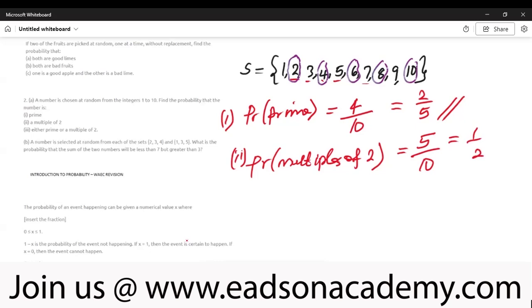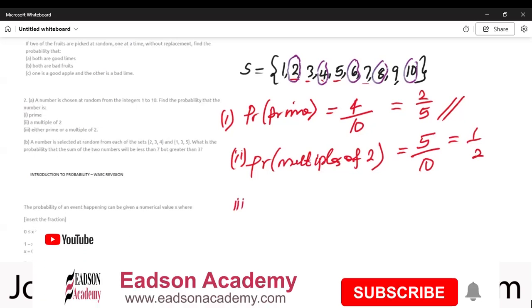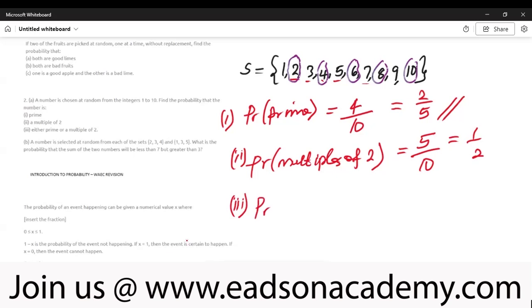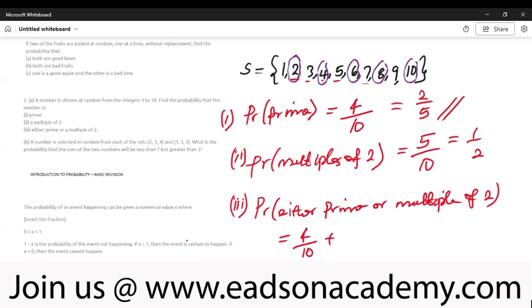And then question 3, either prime or a multiple of 2. We already have the probability of prime here, and now we have the probability of a multiple of 2. Either or, that is an indication of mutually exclusive events. So we add the probabilities. The probability of either prime or a multiple of 2 is equal to, let me use the one that has not been reduced, 4 over 10 plus 5 over 10. The denominators are the same, so we can add the numerators. 4 plus 5 is 9, 9 over 10. Okay, that answers question A.